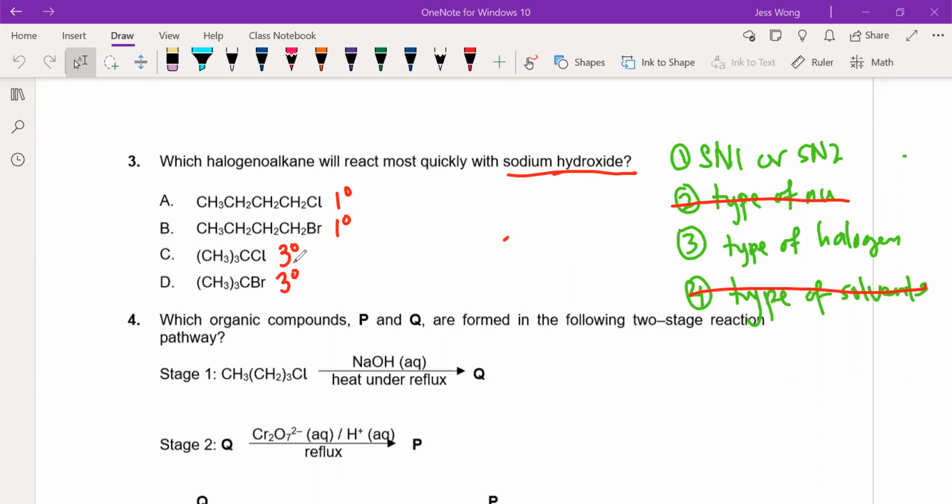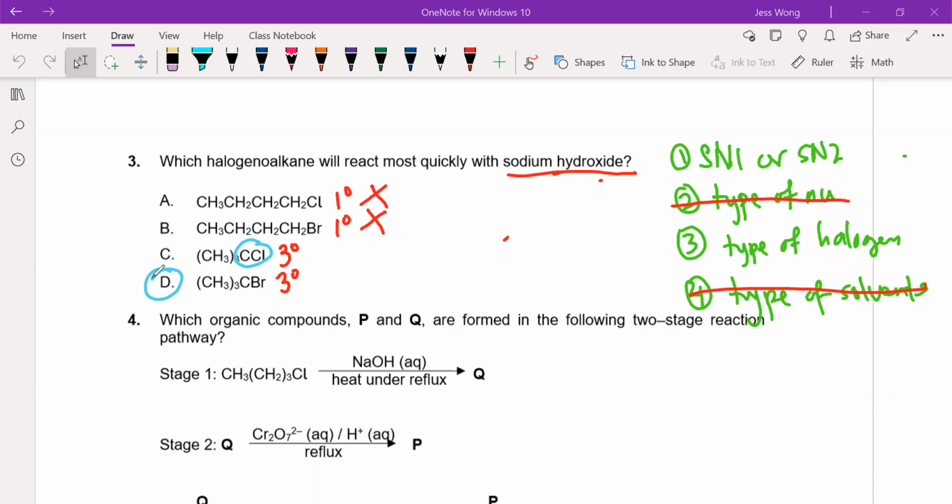So therefore, it will not be A, it will not be B, because C and D proceed via the SN1 mechanism. So the second factor we have to consider is the C-X bond strength. As seen earlier, the C-Cl bond strength is actually much stronger, and that presents a greater activation energy for the reaction. So therefore, C-Br will definitely react at a faster rate.